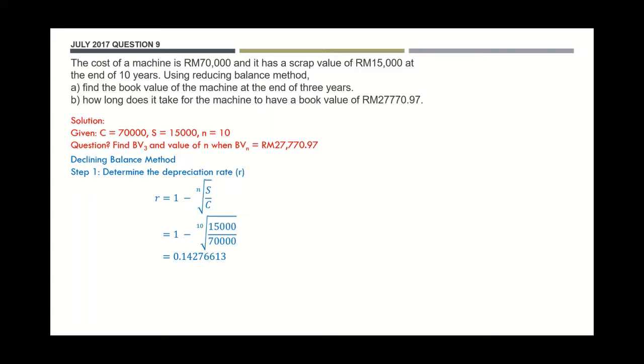So substituting the correct value into the formula, we found that the depreciation rate is approximately 14.3%. Okay, to be more specific, the value of R is 0.14276613. Okay, so based on this depreciation rate, now you can find the book value.